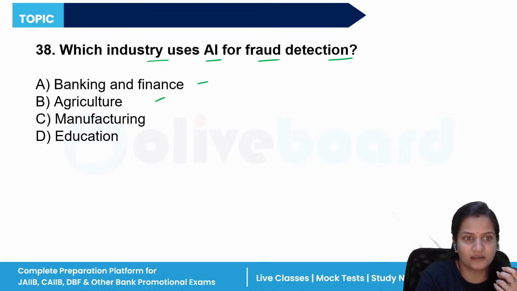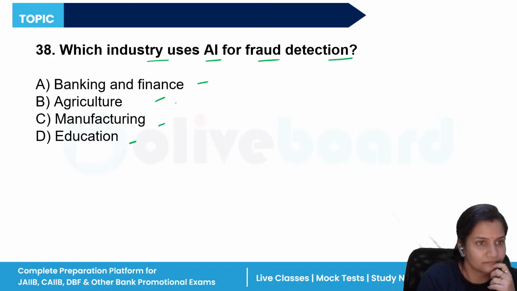Banking and finance, agriculture, manufacturing, or education? Yes, banking and finance. This uses artificial intelligence for detecting any kind of fraud.